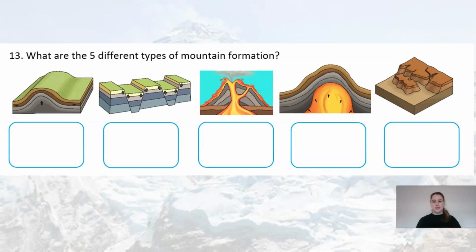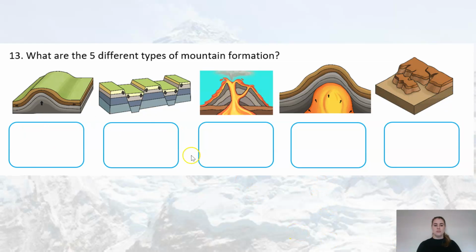Right, now I was sneaky with this one because I originally had given you some letters to help you with some of these, but because I've given you the pictures, I think it should be fairly self-explanatory. So, what are the 5 different types of mountain formation? I want you to see if you can label the pictures with the correct names. Pause the video, have a go.